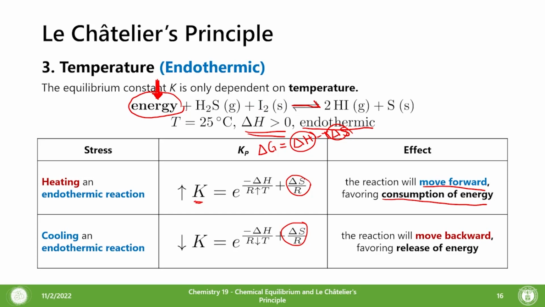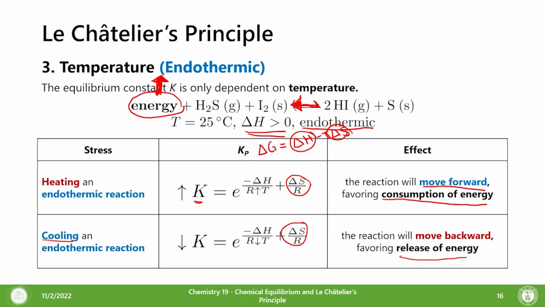And the opposite is true. If we cool an endothermic reaction, we starve the reactant side of heat. We release the stress, and therefore, the product side will respond by moving backwards. Okay? So by moving backwards and favoring the release of energy. Cooling an endothermic reaction will favor the release of energy and move backwards. Okay? Ayan.